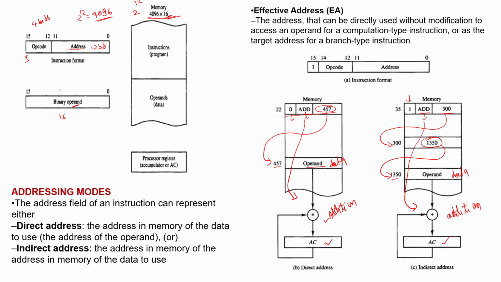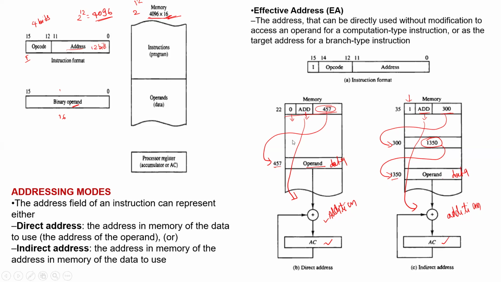Another thing we call the effective address. What is the effective address? It is the address that can be used directly without modification to access an operand for a computation type instruction, or as the target address for a branch type instruction. Later we will see when a subroutine is performed how this effective address plays its role. For branch type instructions, we use the concept of effective address apart from the direct address and the indirect address.